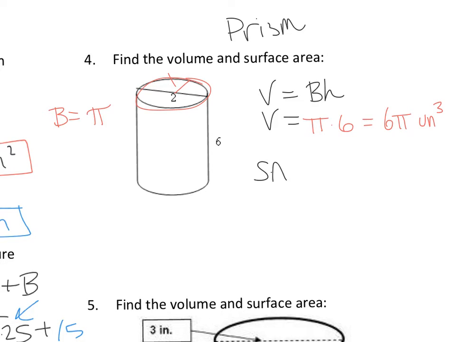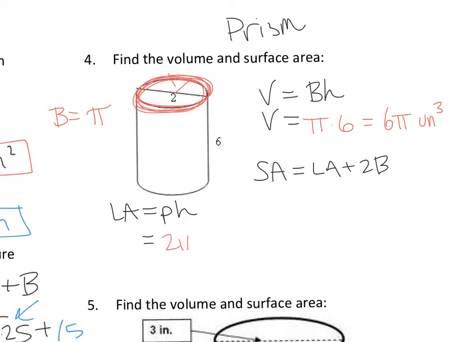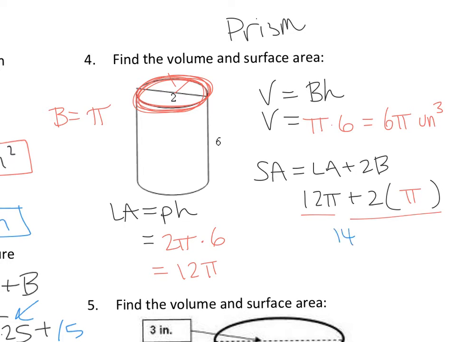The surface area is LA plus 2B, because there are 2 bases. The lateral area is the perimeter times the height. So the perimeter of this circle is the circumference. So the perimeter is 2 pi and the height is 6. So lateral area is 12 pi units squared. So I'm going to do 12 pi plus 2 times the area of the base, which I already did, is pi. So 12 pi plus 2 pi is 14 pi units squared.